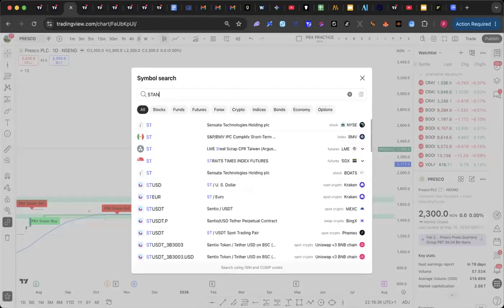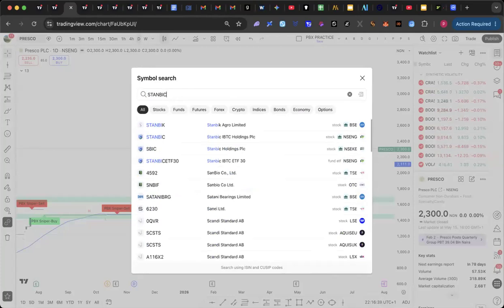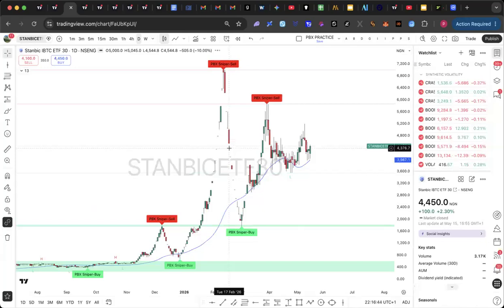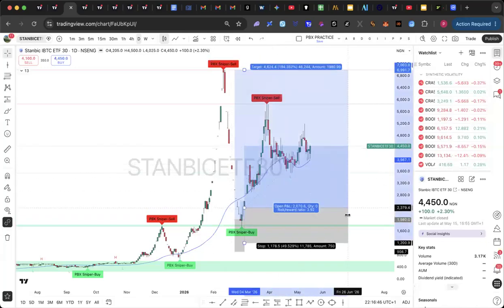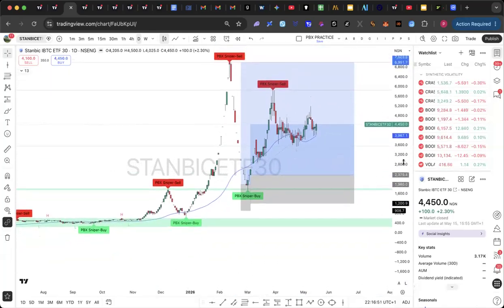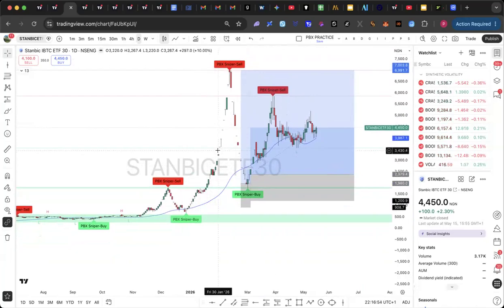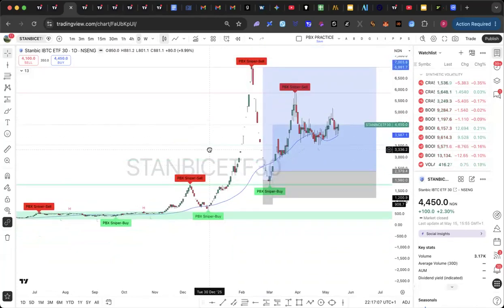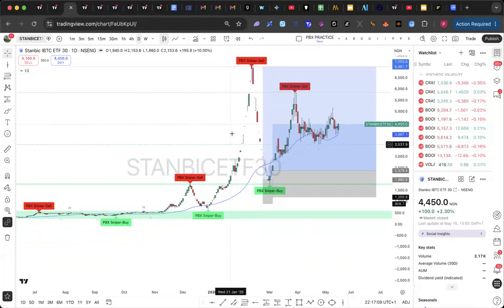In January this year, if you are on PBS Club, we asked people to still buy. Before that, in December, we mentioned Stanbic IBTC ETF 30. Then in January, we repeated it when it was around 1,000 naira, 1,100 naira. Many who listened made a massive buy. From that 1,000 naira, it went to 7,000 naira.